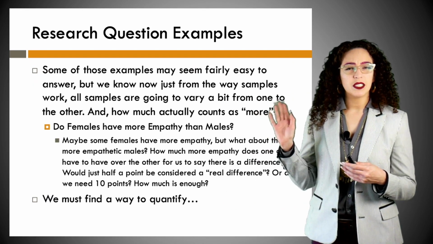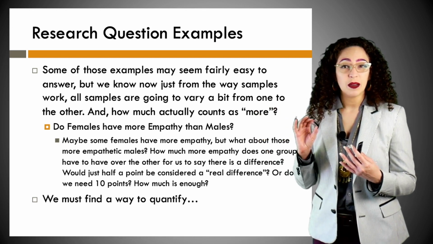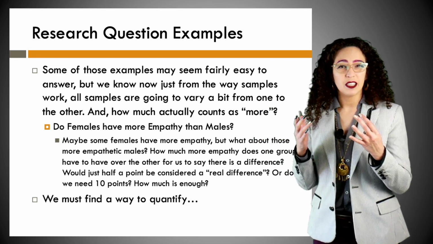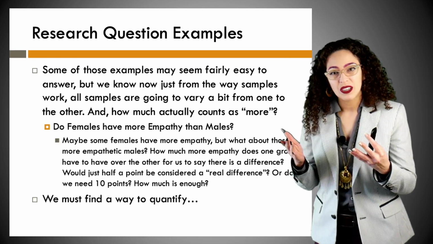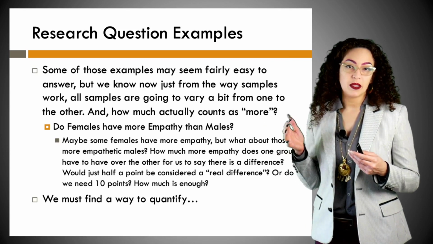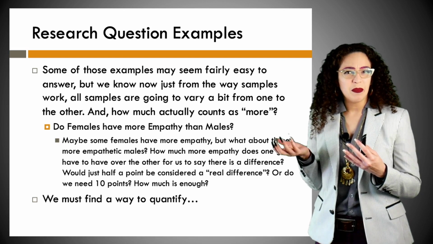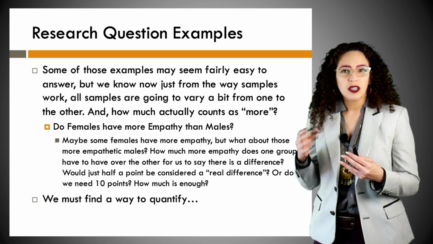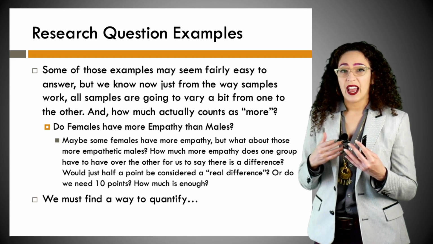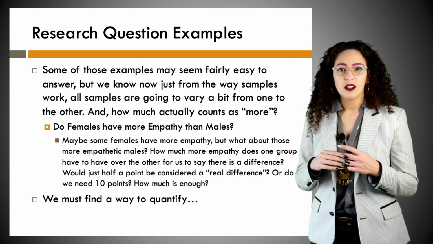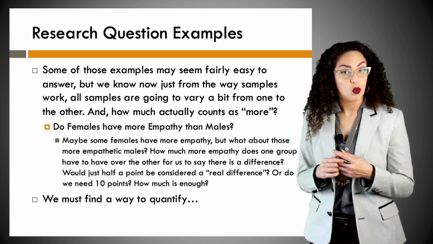So some of those examples I just showed you may seem fairly easy to answer, but we now know just from the way samples work, all samples are going to vary a little bit from one to another, and how much actually counts as more. So for example, do females have more empathy than males? Maybe some females have more empathy, but what about those more empathic males? How much more empathy does one group have to have over the other for us to say there is a difference? Would half a point be considered a real difference? Or do you need 10 points? How much is enough? We have to find a way to quantify.